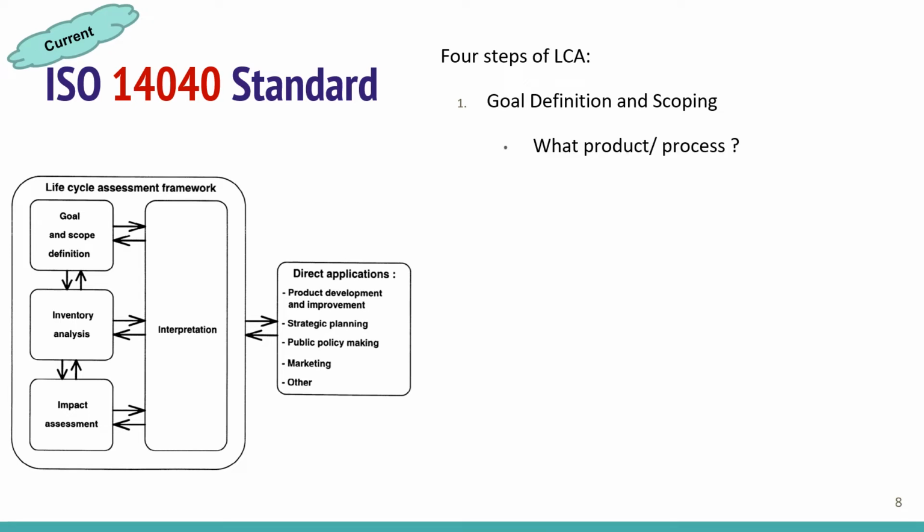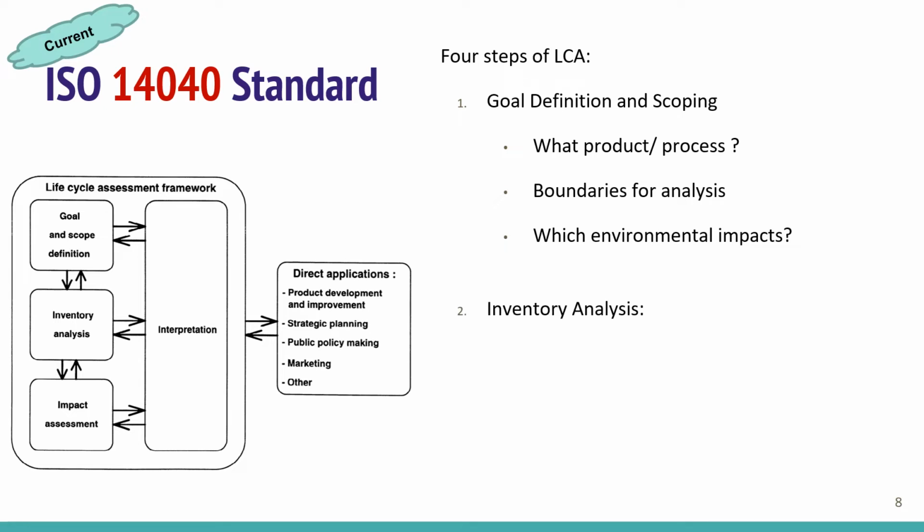Here you ask yourself what product/process do you want to analyze? And then boundaries for analysis, so either cradle to grave or cradle to gate. And then which environmental impacts do you want to look at? For example, global warming potential.